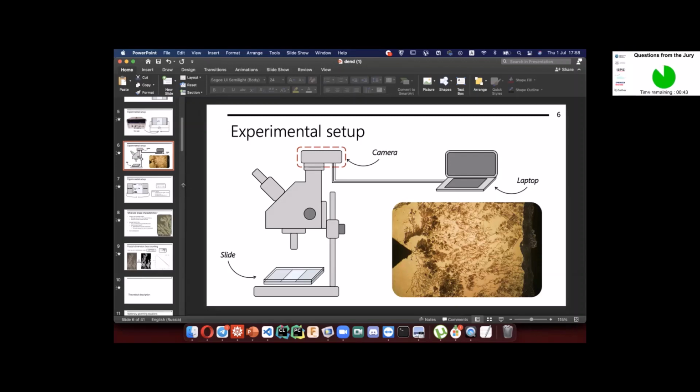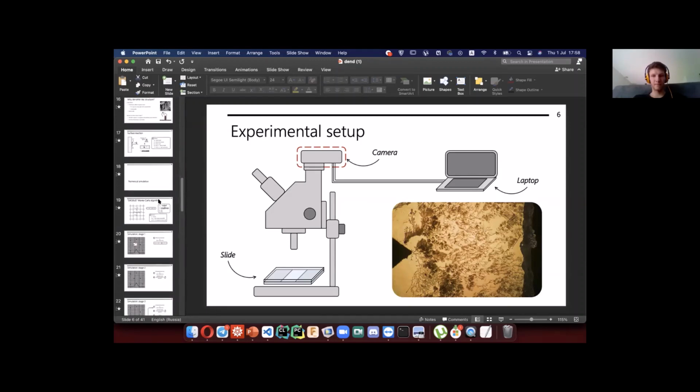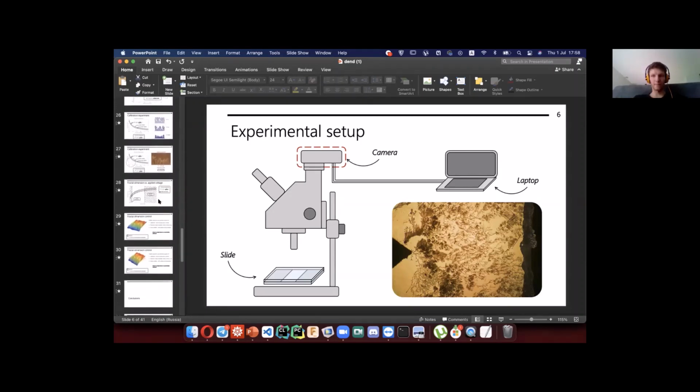Okay, more questions? Clarifying question for the reporter. Can you list what parameters did you change during your experiments? Concentration, electric field, electrode shape. I believe that's pretty much all. Thank you.